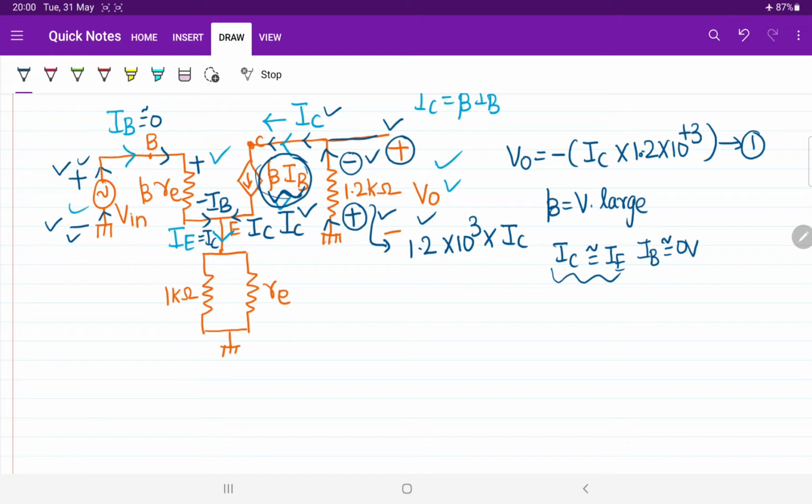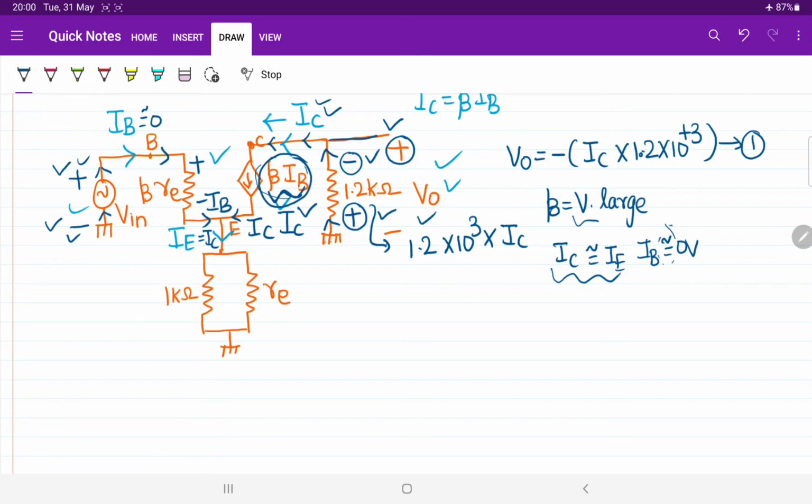Why? Because the value of base current will be in microamperes. That's why we are putting approximately equal to 0. When we multiply microamperes with beta, which is very large, they told beta is very large, so a very large value gets multiplied with the microamperes. So you will get some reasonable value for the collector current. Collector current will not be 0. Only the base current alone will be approximately 0. When you multiply base current with a large value of beta, collector current will exist.